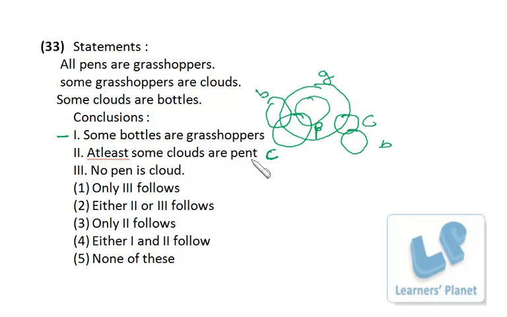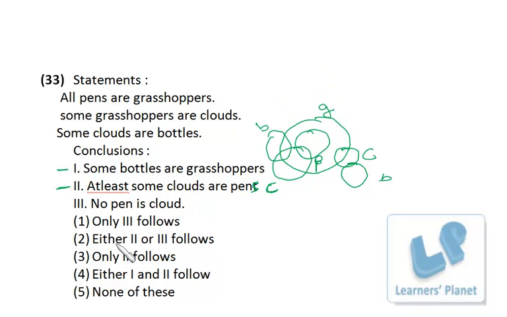At least some clouds are pens. So clouds and pens, here we see there is no intersection between the circle of clouds and pens. And here we can see the intersection between clouds and pens. So some clouds are pens, that is just a possibility, not surety, right? We are not sure about it. No pen is cloud. So again we are not sure about it, because in this case we can see there is some intersection between the circles of pens and clouds. In the other there is no intersection, right? But we are not sure. This is again not sure. So precisely none of them follows.